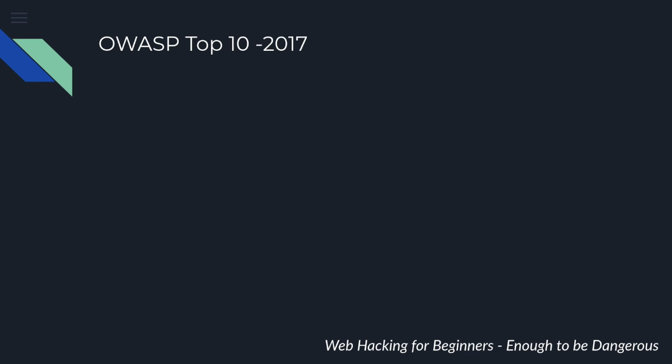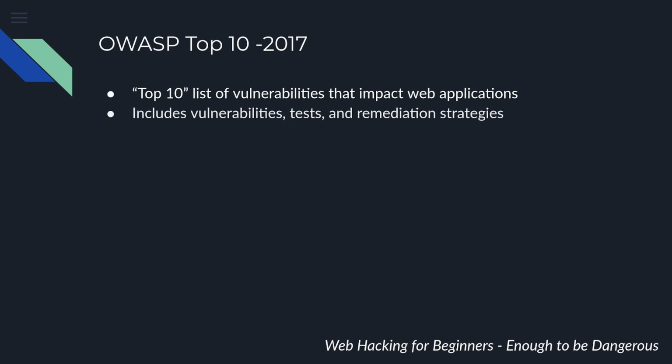Alright, so talking about the OWASP 2017 version, it's a top 10 list of vulnerabilities regardless of the tech stack being used. So whether the backend is written in Golang or PHP or JavaScript, it doesn't really matter. These are classes of vulnerabilities that impact all sorts of applications, based on what they survey and what they find out in the real world. It includes vulnerabilities, tests, and remediation strategies for each different finding.